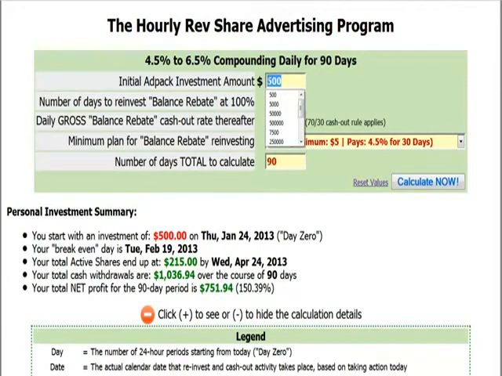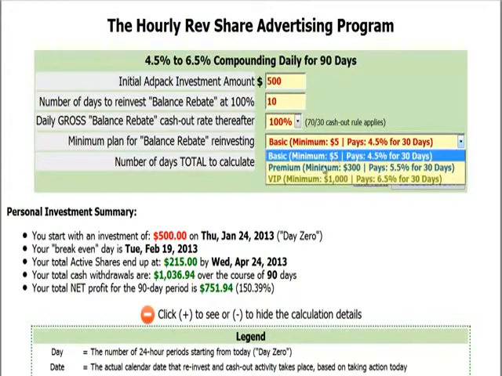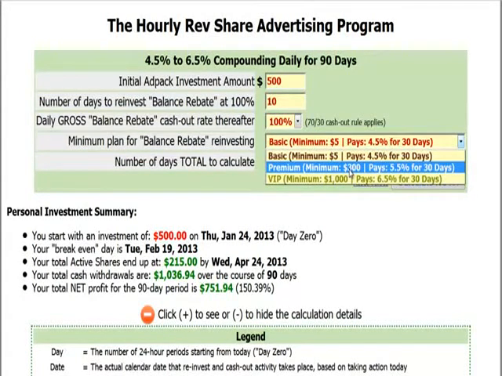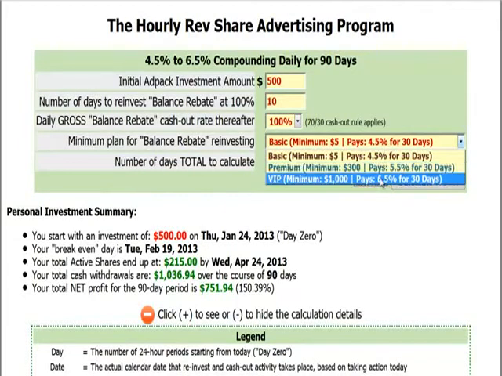This $500 will be automatically allocated to the most appropriate ad package. There are 3 different ad packages, known as Basic, Premium, and VIP. Basic requires a minimum of $5 and pays 4.5% for 30 days. Premium requires a minimum of $300, pays 5.5% for 30 days. VIP requires a minimum of $1,000 and pays 6.5% for 30 days.